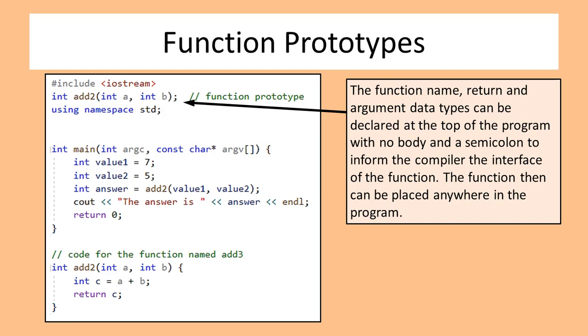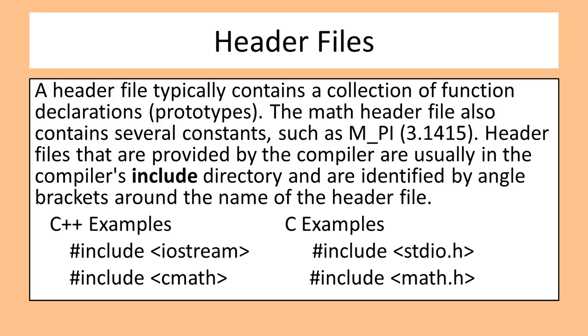When defining a function prototype, the return data type, the name of the function, and the order and data type of each argument is given. It is not necessary to give a name to each argument. A prototype is also called the signature of the function. A header file typically contains a collection of function declarations or prototypes. The math header file also contains several constants, such as M_PI, which is 3.1415, etc.